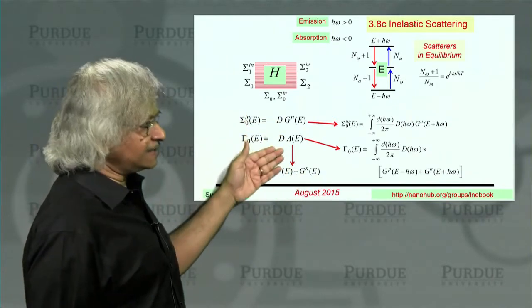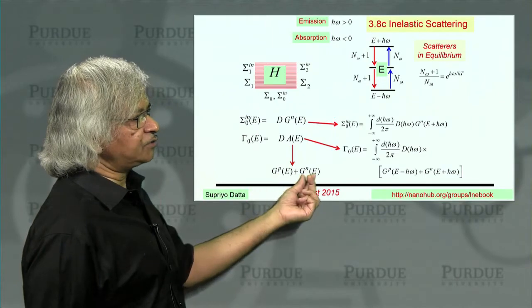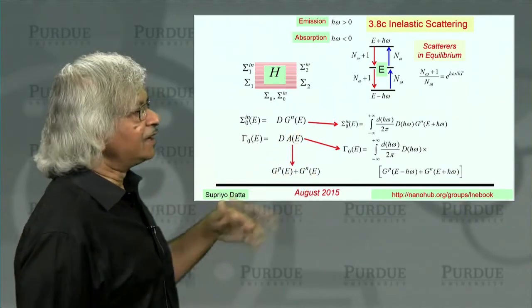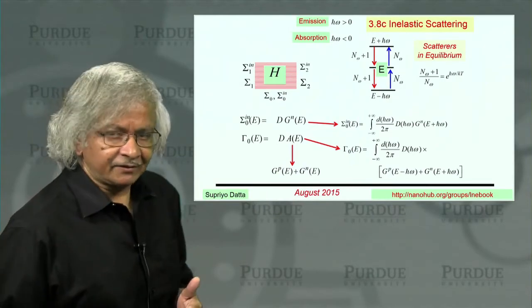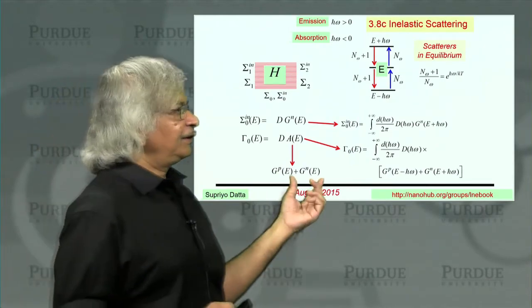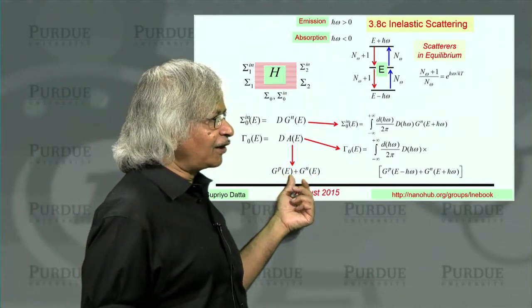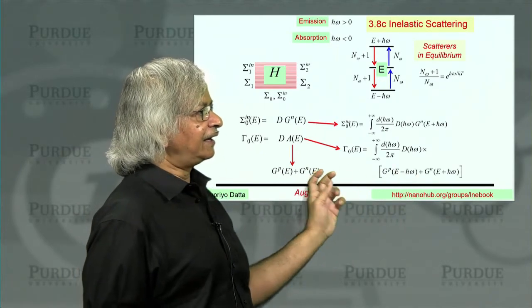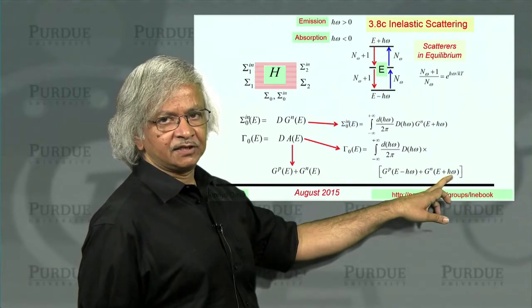And for elastic scattering, you don't have to look at each one individually because the sum is equal to the density of states. It's just that for inelastic scattering, instead of this, one of them is getting shifted down, E minus h bar omega. The other one is shifted up, E plus h bar omega.